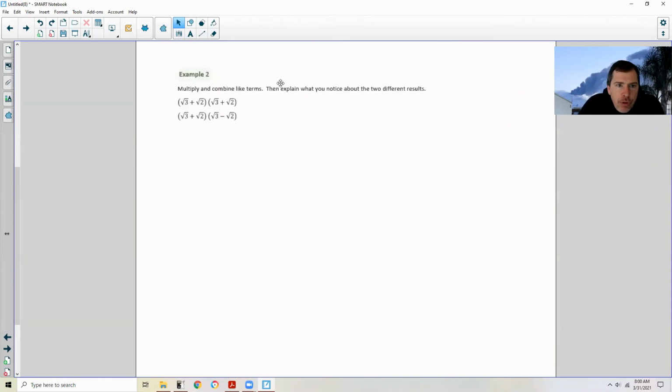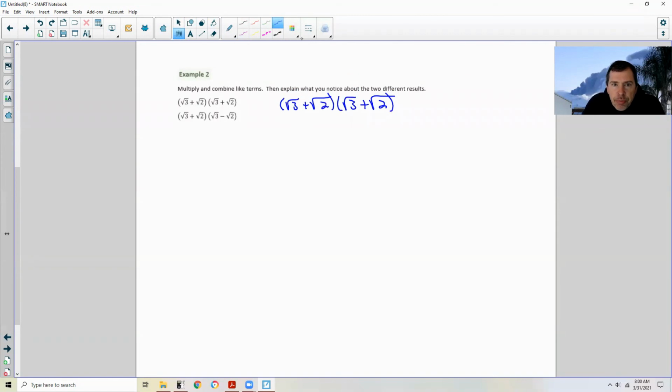All right, example 2. Multiply and combine like terms. Then explain what you notice about the 2 different results. So let's do the first one here. The square root of 3 plus the square root of 2 times the square root of 3 plus the square root of 2. So this is, think of x plus a times x plus a in our prior lessons. What do we do? Well, we FOIL.